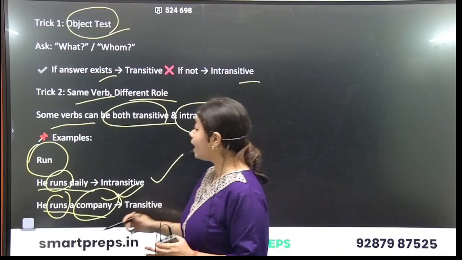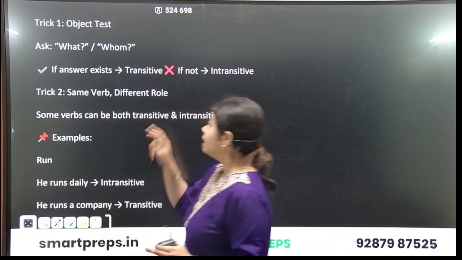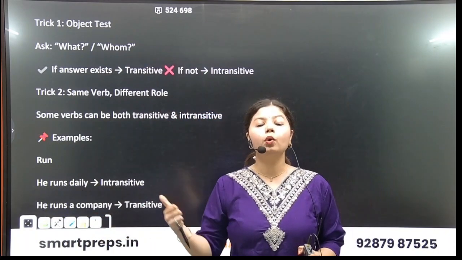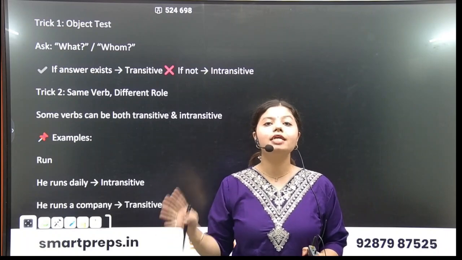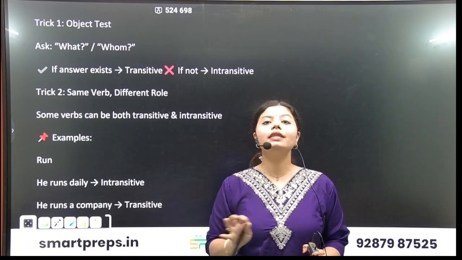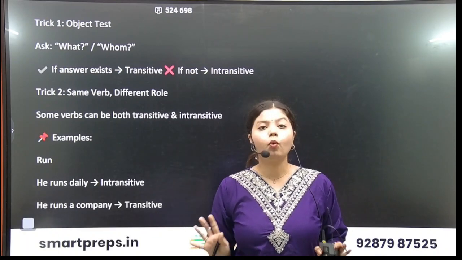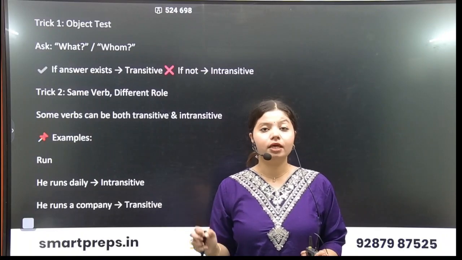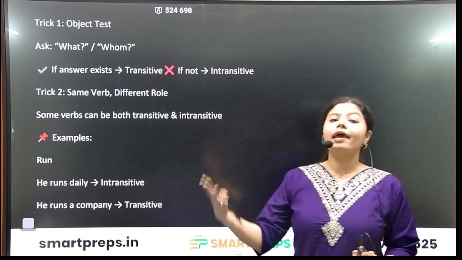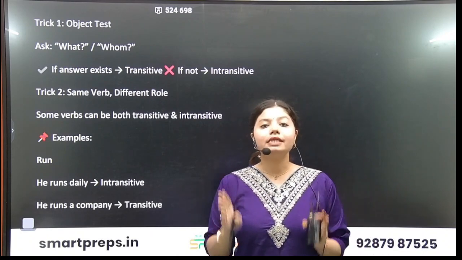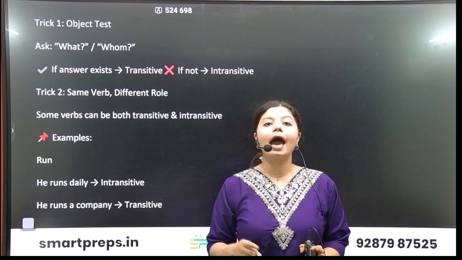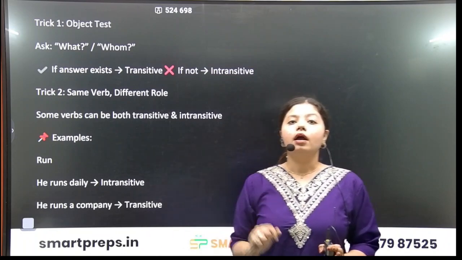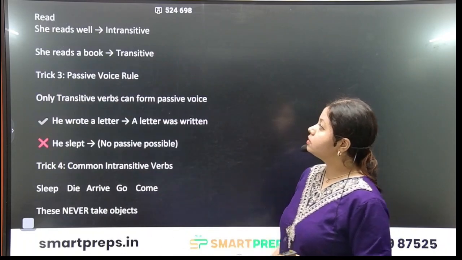So now we have got to know that there is an object test. If there is an answer to what, whom, where, then it will be transitive. But when no answer is required to complete the meaning of the sentence, then that will be intransitive. But there are also same verbs in both cases, and the same verb will play different roles in the different cases.